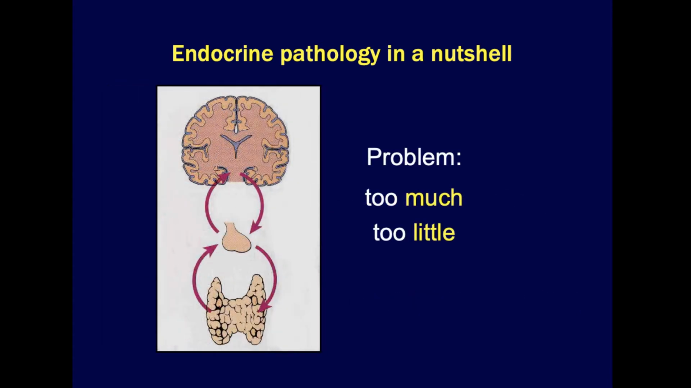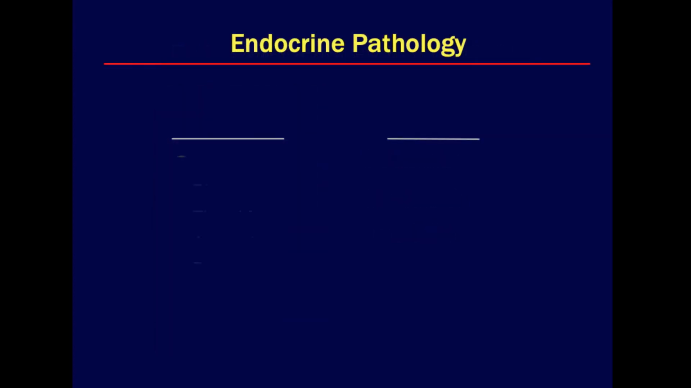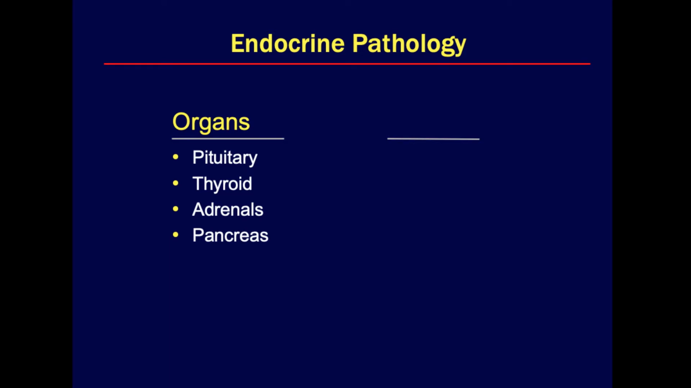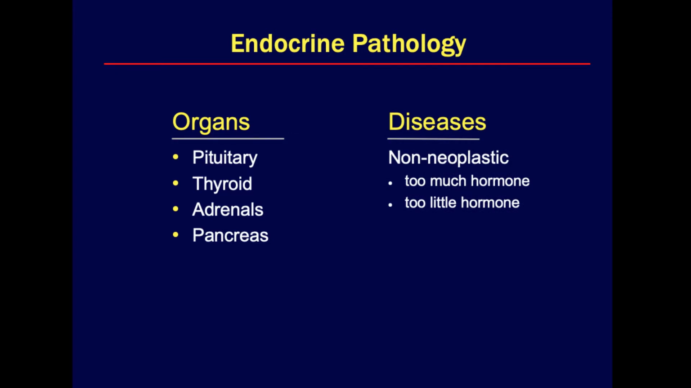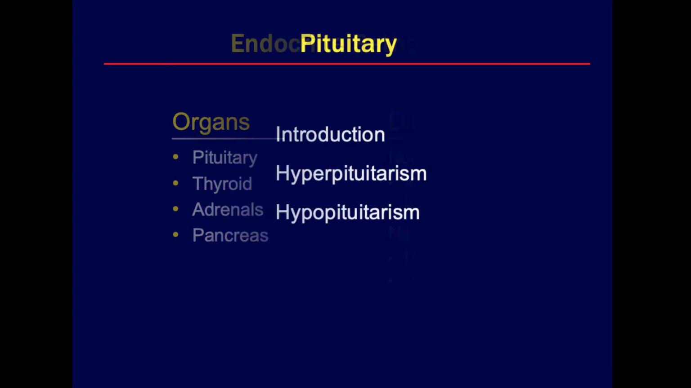And we're going to be secreting too much of some kind of hormone or too little of some type of hormone. So we're going to go through the different organs such as the pituitary, thyroid, adrenals, and the pancreas. And then we're going to talk about non-neoplastic diseases, which would basically be non-cancerous. And again, this is all about too much of a hormone or too little of a hormone. And then we'll touch on some of the different types of cancers, which would be benign or malignant.